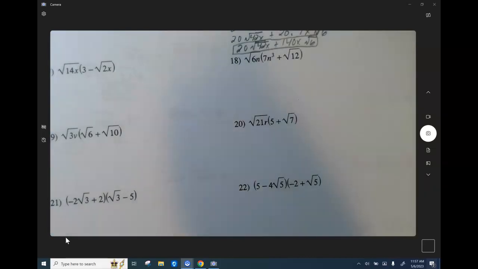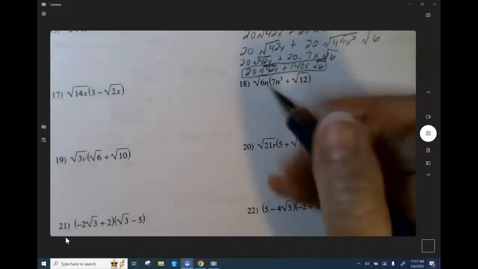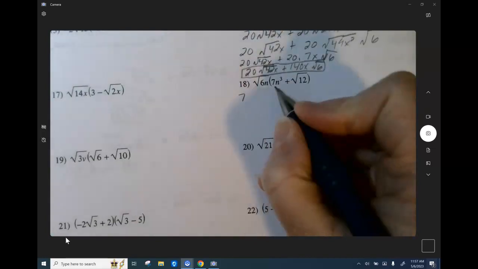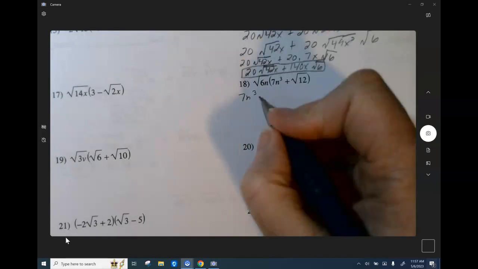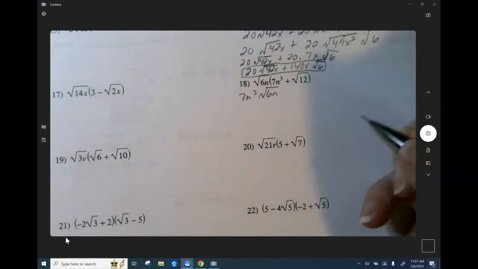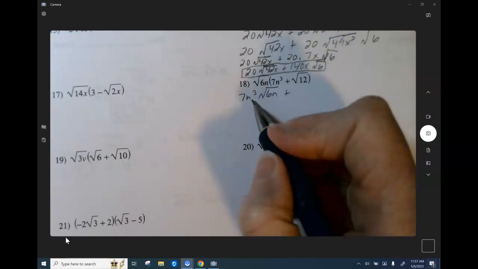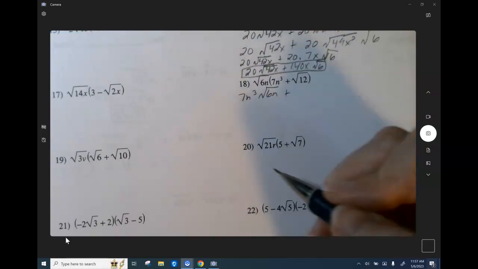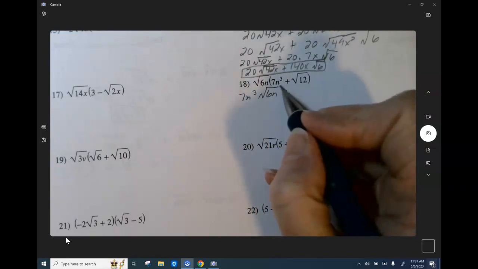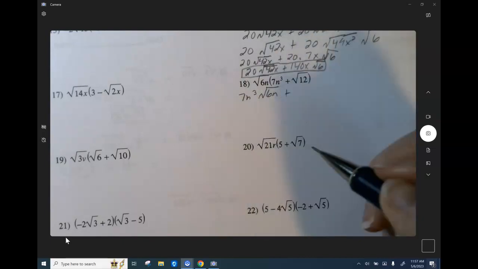Yep. Oh, no, let's do 18 too. I'm not skipping them. Okay, so here we go. 7n cubed, because there's nothing underneath a radical there. It's only the square root 6n. But you put the number in front. You don't put the radical in front and then stick a number behind it, because it's too confusing. It could be, is it under the radical or not? So you always put the number out in front.